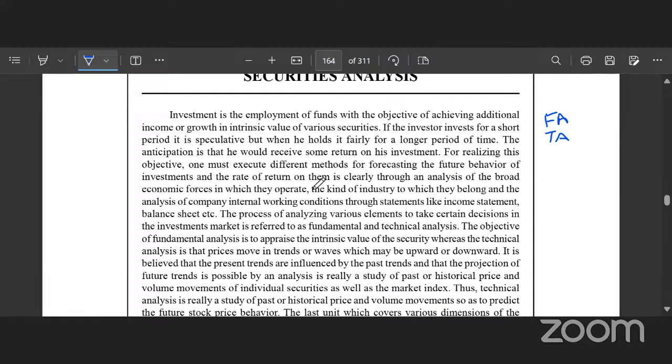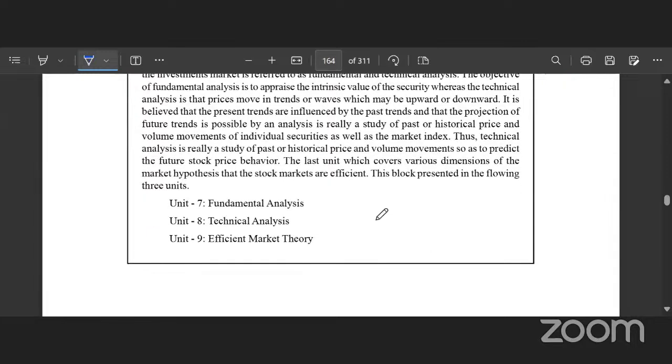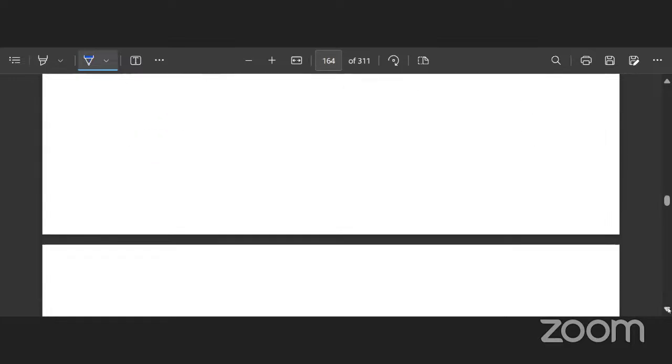To realize return, one must execute different methods for forecasting the future behavior of the investments and the rate of return on them. So we would like to know the rate of return on the securities. We need to understand and forecast the future behavior of the securities, and for that, we need to analyze the securities in a proper way. So we see fundamental analysis, technical analysis, and efficient market theory. These are the three contents, and we'll try to understand the fundamental analysis today.